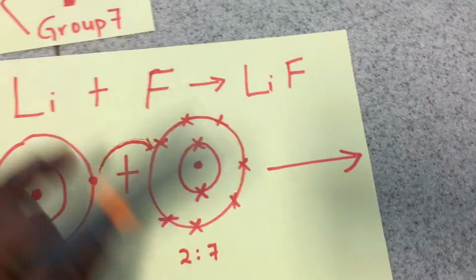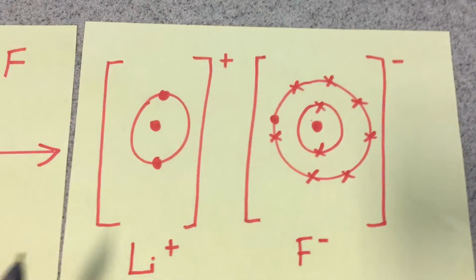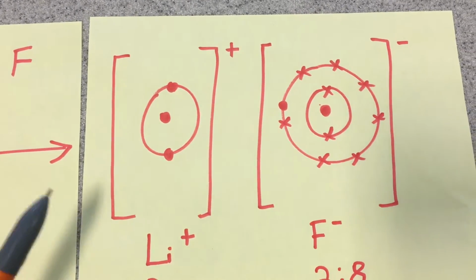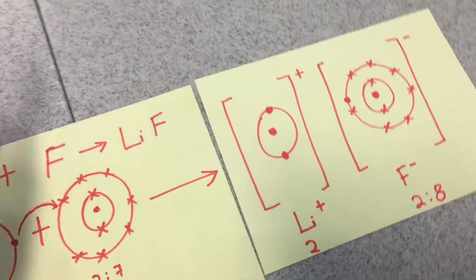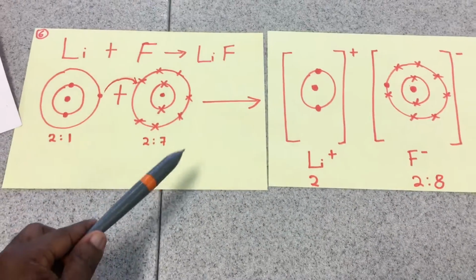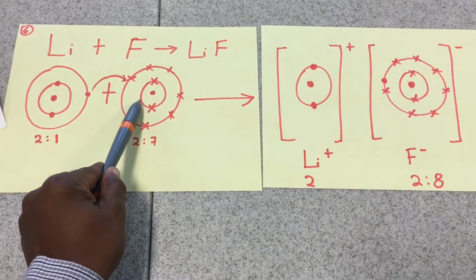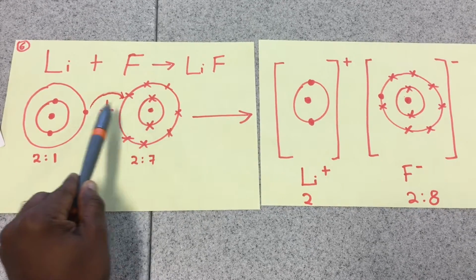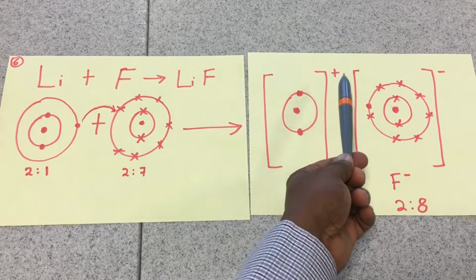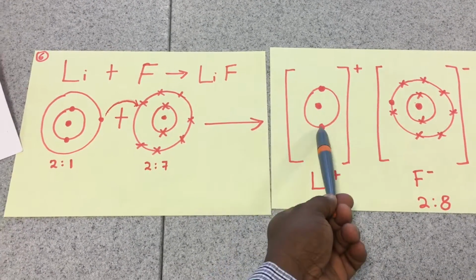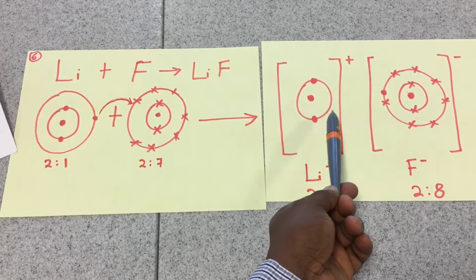When that happens, this is what we form. We form an ion. Lithium has lost its 1 electron. That 1 electron has been given to fluorine, and electrons are negatively charged. So when lithium loses that electron, it becomes positive because it's lost an electron, and it's left with only 2 electrons. You can see it's in the first shell and it's fully filled because the first shell can take only 2.